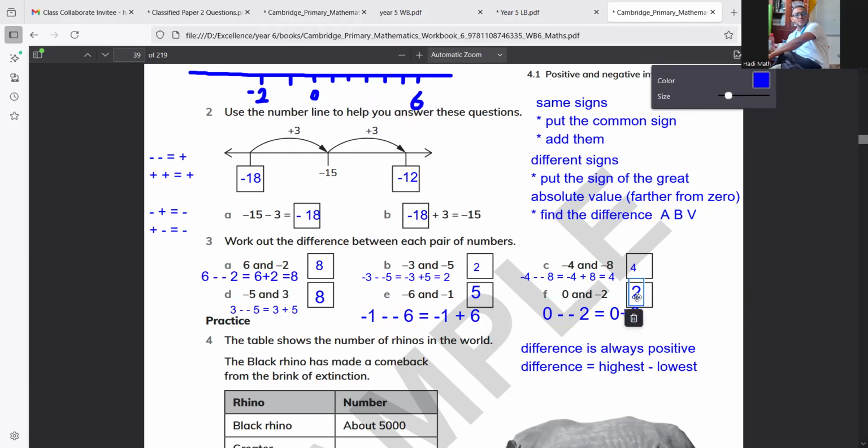Remember, we're asking you about the difference. We're not asking you to add them. If I ask you to add them, then you could say 6 plus -2 is equal to 4. But nobody asks you to add them. They ask you to find the difference. And the difference, remember, is equal to the highest minus the lowest.